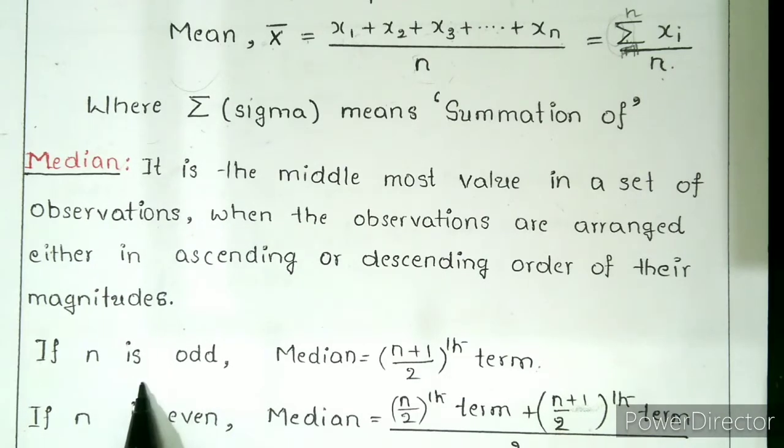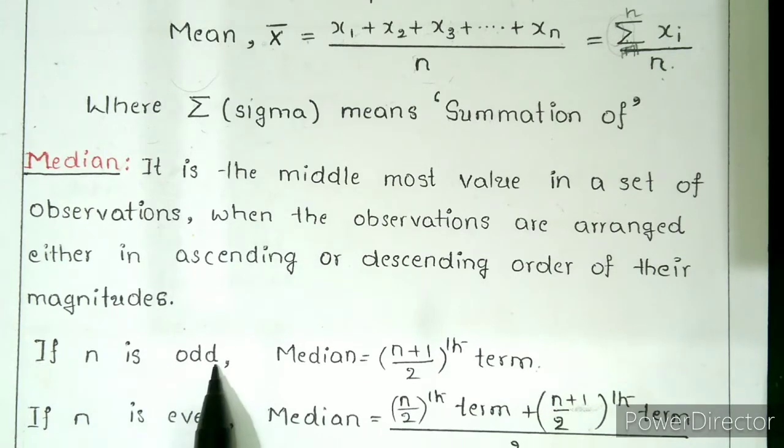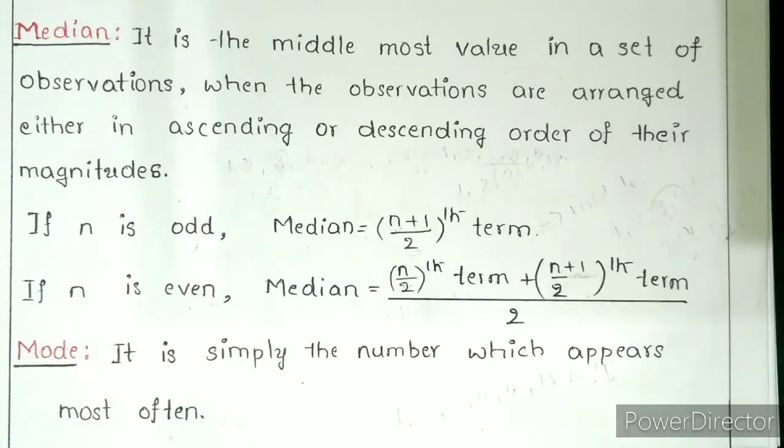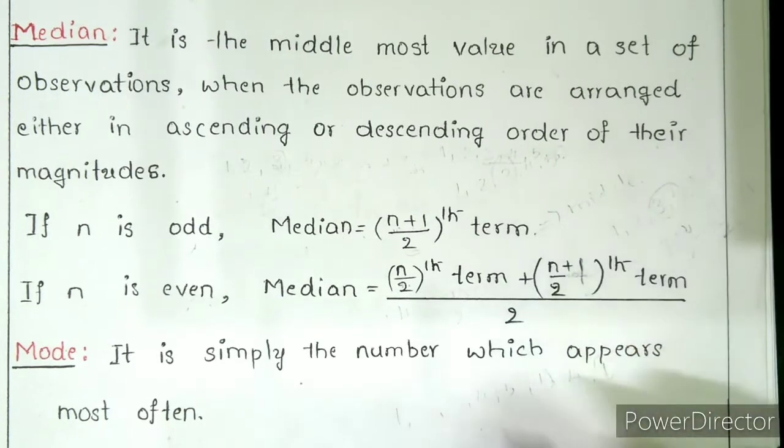If n is odd, the median is the middlemost value in a set of observations arranged in ascending or descending order. The median itself is the middle value. If n is odd, median equals the (n plus 1) by 2th term. If n is even, median equals the n by 2th term plus the (n by 2 plus 1)th term, divided by 2.